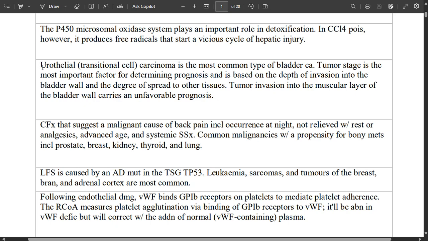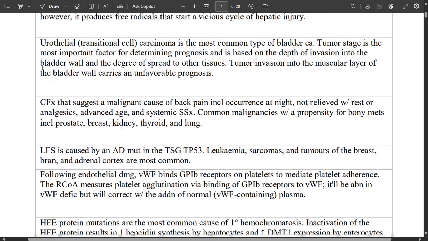Among the TNM, the T stage is the most important factor for determining the prognosis, based on the depth of invasion. So how deep the tumor has gone is one of the key determining factors for the prognosis of urothelial carcinoma. It's based on the depth of invasion into the bladder wall and the degree of spread into those tissues. Tumor invasion into the muscular layer of the bladder wall carries an unfavorable prognosis. So the deeper the tumor goes, the worse the prognosis of any tumor is.